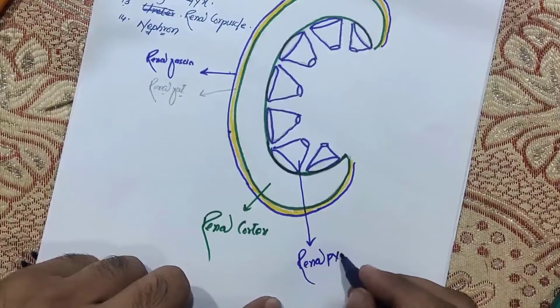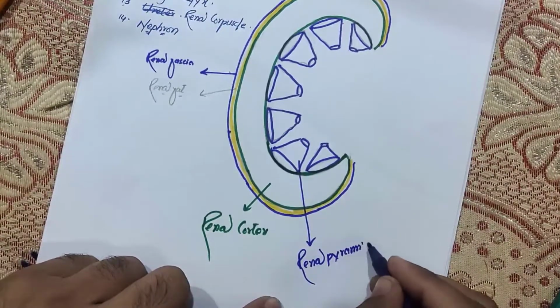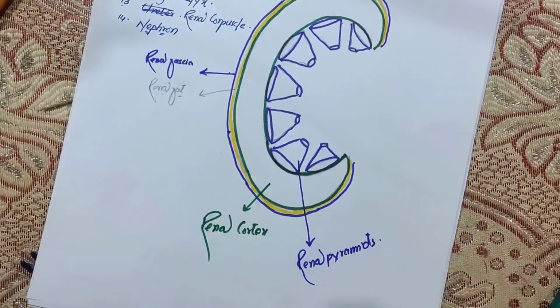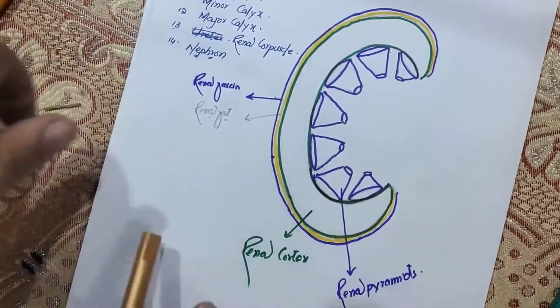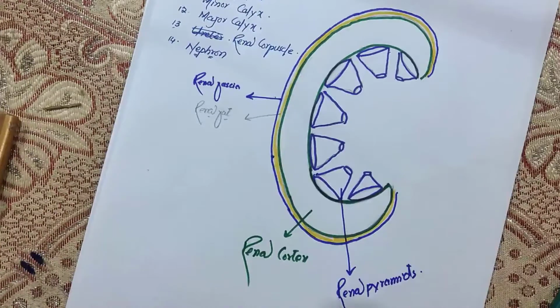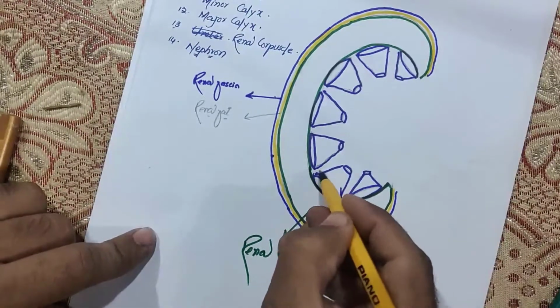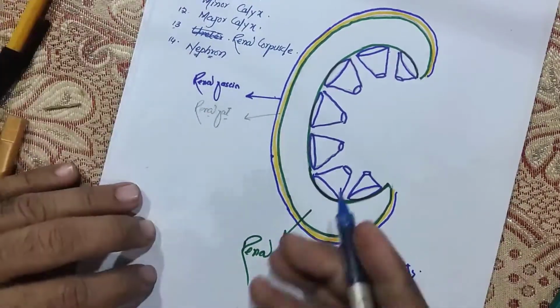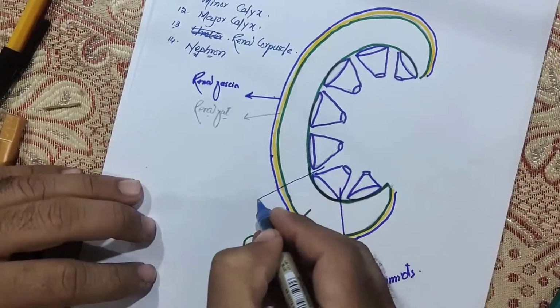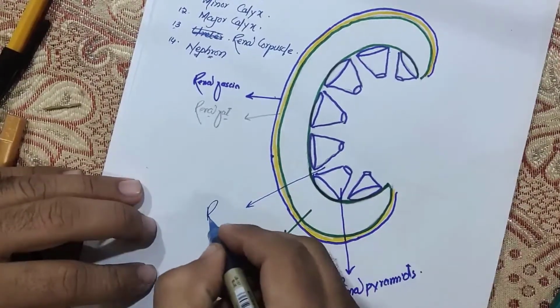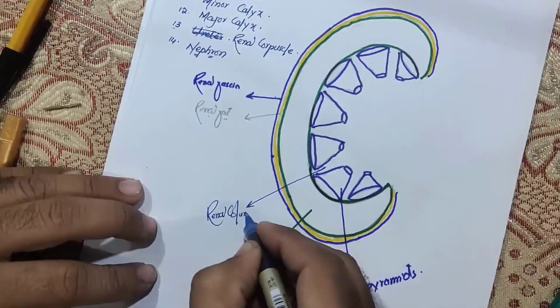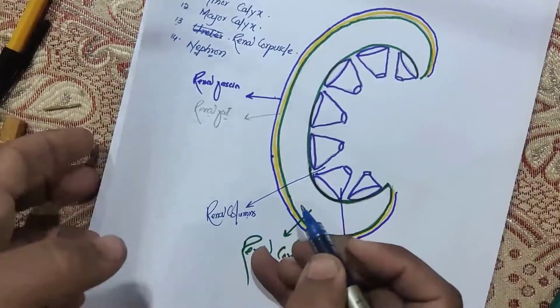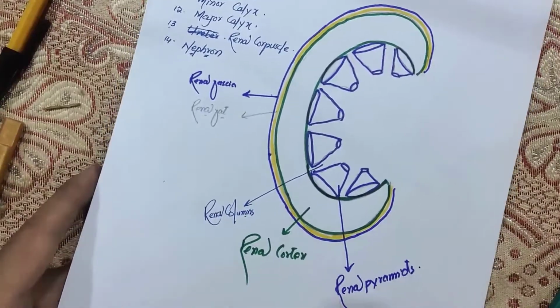Renal pyramids. And then there are renal columns, right? There are renal columns, so let me name them also. These are the renal columns. Renal columns. And what is there in these columns, we will see later.